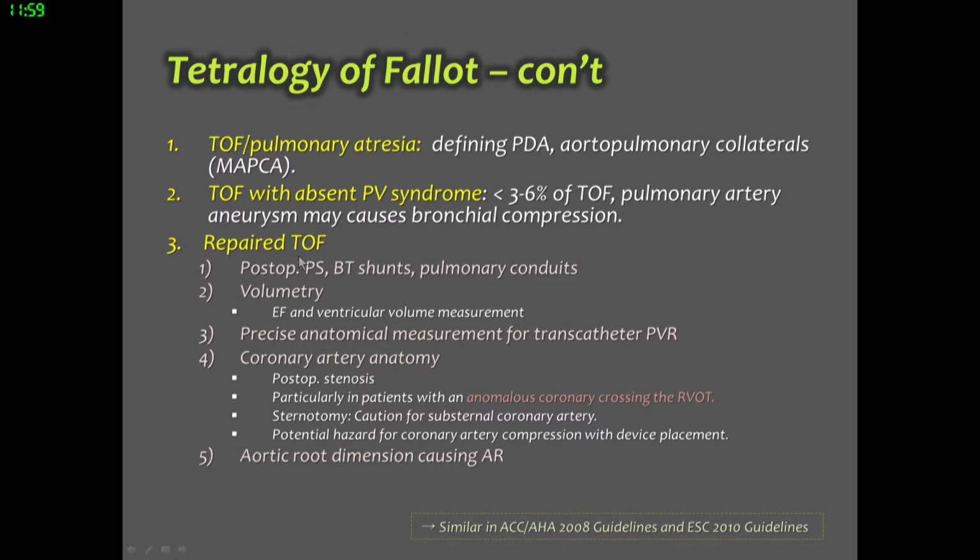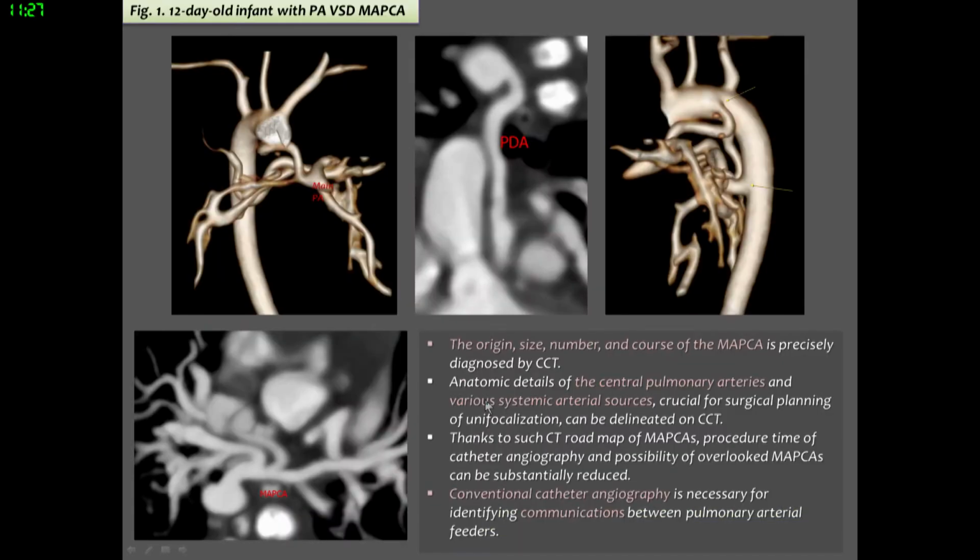After complete repair of TOF, CT assessment of ejection fraction and ventricular volume can provide comparable information for patients who are contraindicated for CMR. Precise anatomic definition is required for optimal valve sizing and successful transcatheter pulmonary valve placement. It is important to define coronary artery anatomy prior to surgery. Also, aortic root dimension should be measured and reported in all TOF patients whenever a CCT is performed.